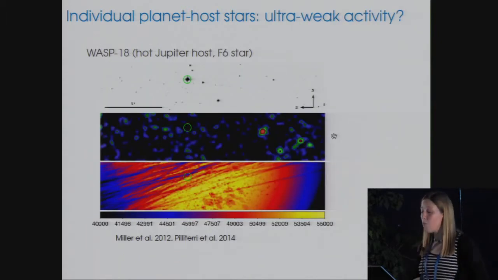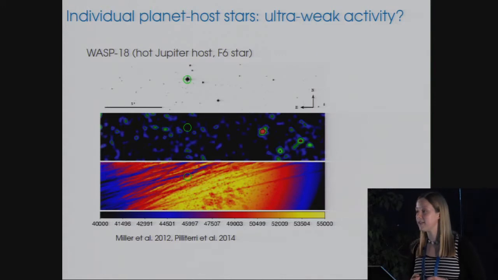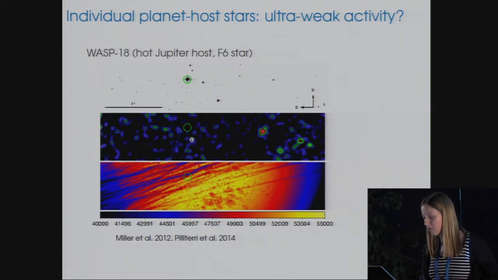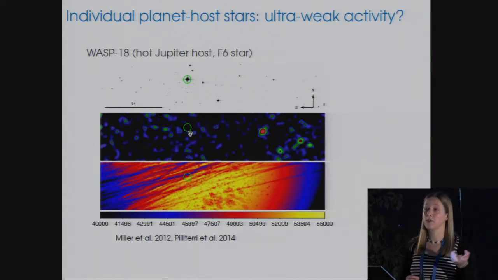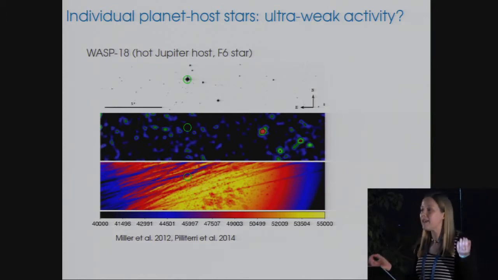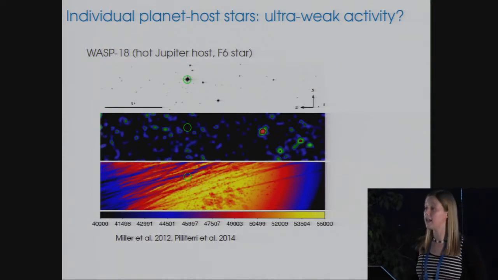But to make things more confusing, there are also examples of hot Jupiter host stars, in this case WASP-18, where the host star is a fairly young F6 star, but it is completely dark in X-ray. So we have here the optical image, we have here X-ray observations, this is just the exposure map, done by Brandon Miller and recently also by Pillitteri and co-workers, and this star is completely X-ray dark. So why is this so weirdly inactive? This is a very confusing picture, and it's not quite clear in which direction we should expect effects to occur and how to observe them.